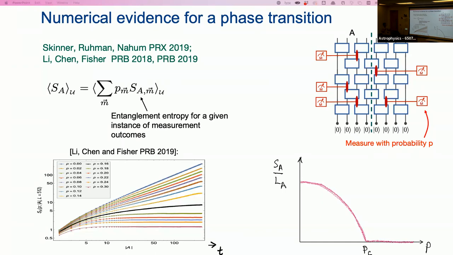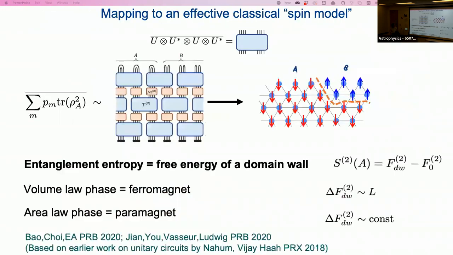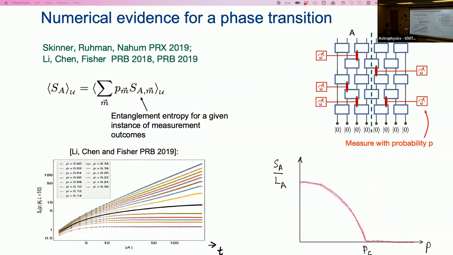They did really nice numerics using Clifford circuits, where you can do very large numerics and see that, at least for Clifford gates, this is a very well established phase transition. The nice thing is that there is also a very neat theoretical way to understand this phase transition. It's a new kind of phase transition in quantum dynamics from an area law state to a volume law state. It has nothing to do with thermodynamics.